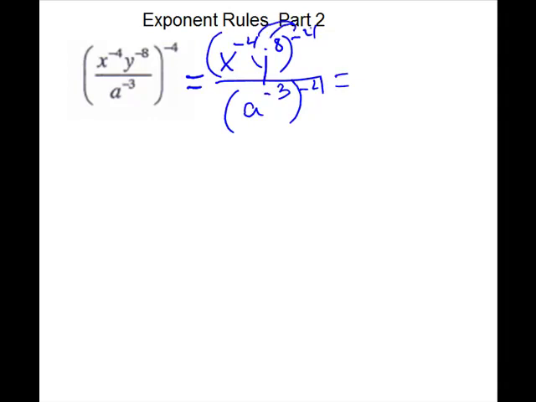When these multiply, they're going to make the exponents positive. So this will be x to the positive 16, y to the positive 32, and a to the positive 12. It only worked out so nice like that because everything had a negative exponent. So go with whichever way you are most comfortable there.